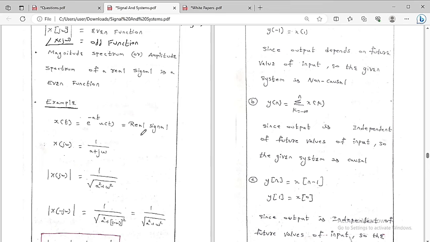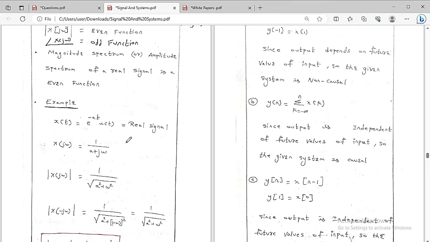So the Fourier transform is well defined, because for each and every value of omega we are going to get some finite value of X of j omega. You can use the direct formula, X of omega is equal to the integration from t equal to minus infinity to infinity of x of t into e to the power of minus j omega t dt. If you work it out, you get the Fourier transform X of j omega equal to 1 by a plus j omega.